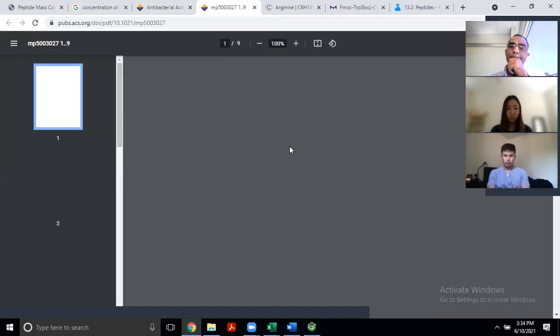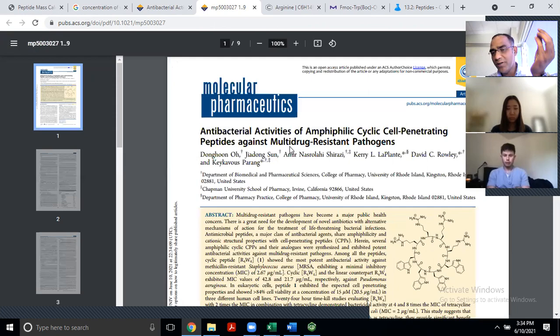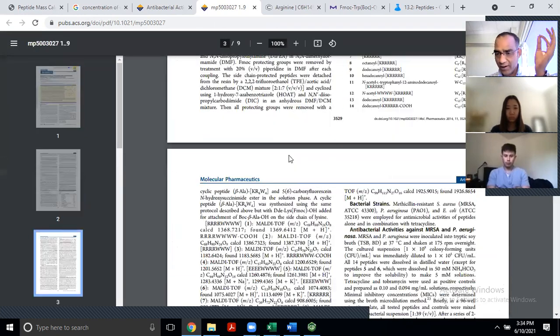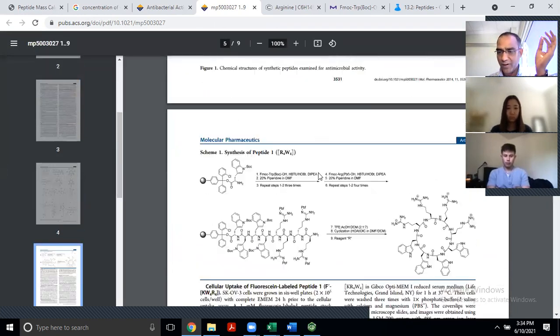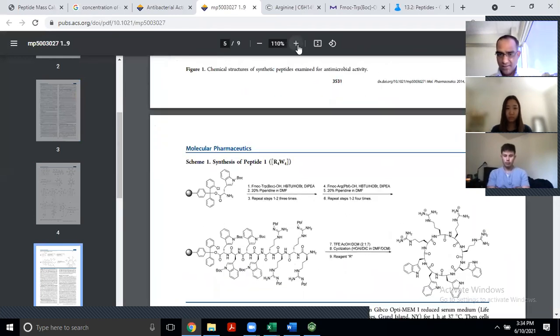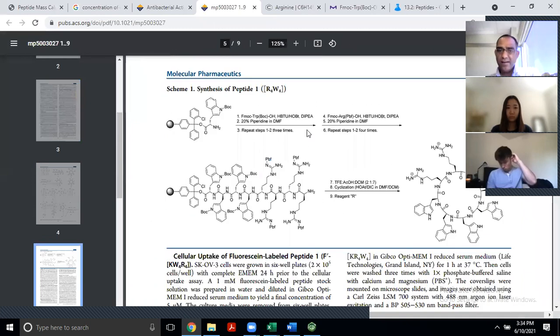Okay, this is a real paper, and now you will understand it very quickly. See what we have here. This is resin. This is protected tryptophan. This is a peptide. Tryptophan. What is this? A free amino group.